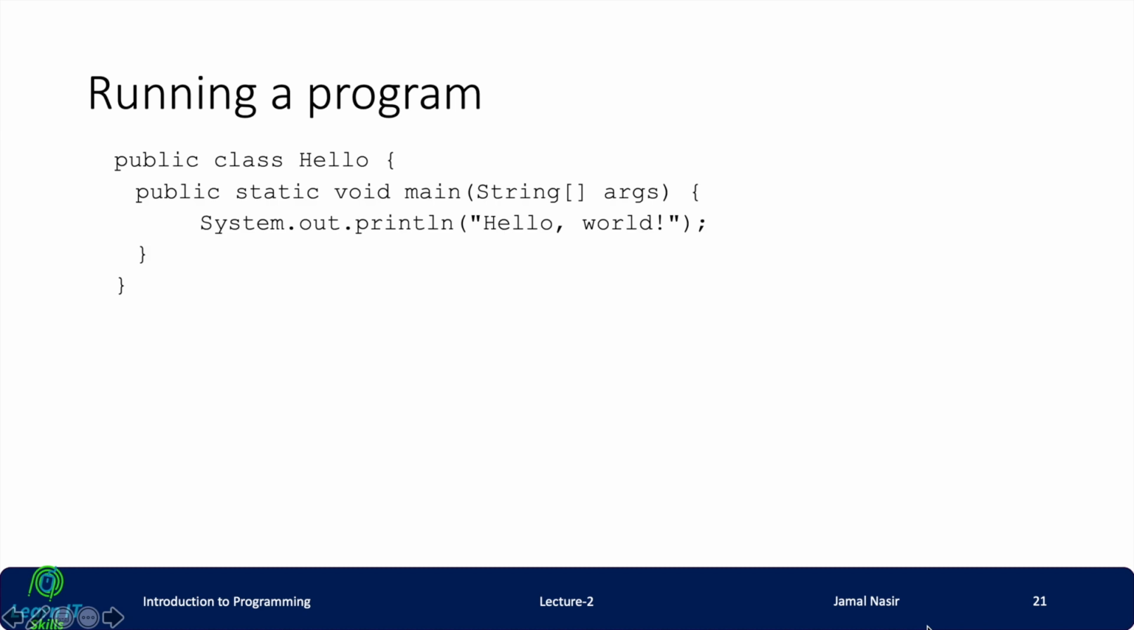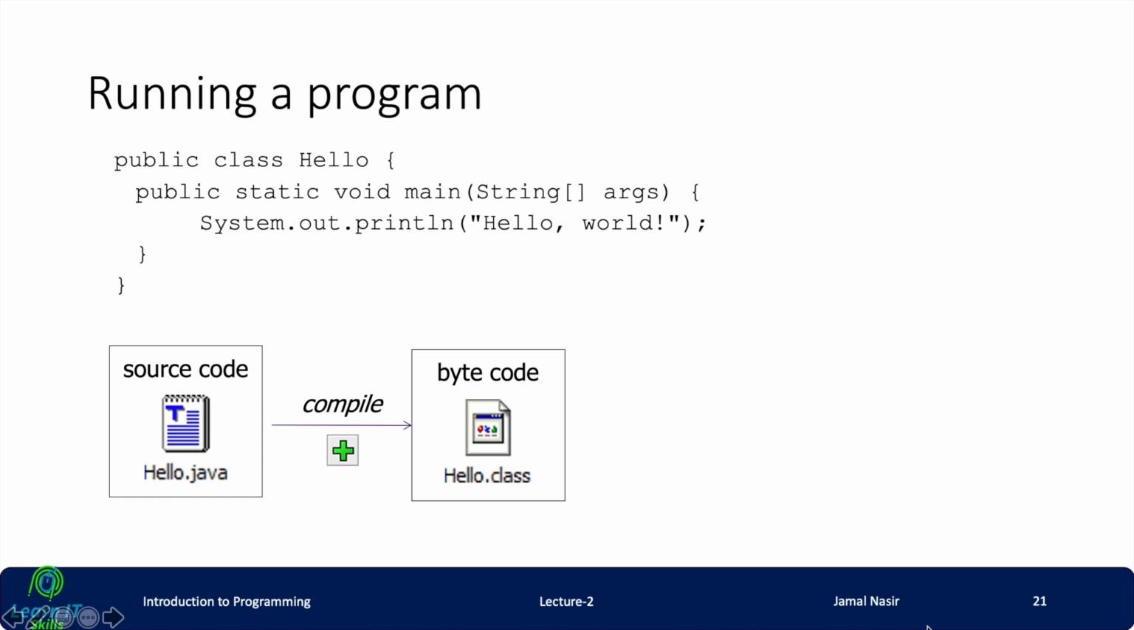So this is our first program. This is the source code, and we save this file as hello.java. Just keep in mind that Java is a case sensitive language, so hello should be the same. If it's capitalized, then the file name should be capitalized, right?